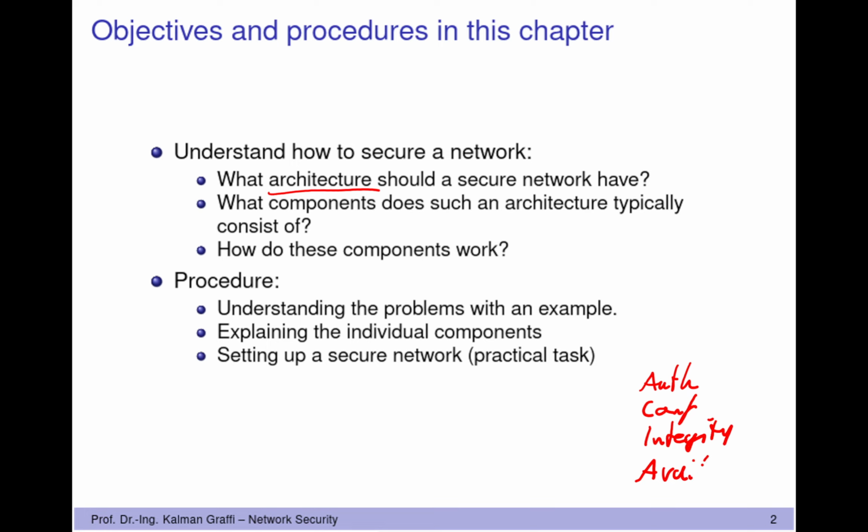So typically we don't want that potential attackers gain knowledge about our networks, gain access to our networks, can modify the data in our networks, or can stop our networks from operating. So the question will be, how do we set up our network architectures to provide this? What components do we need? What functionality do these components have, so that we provide our security goals?